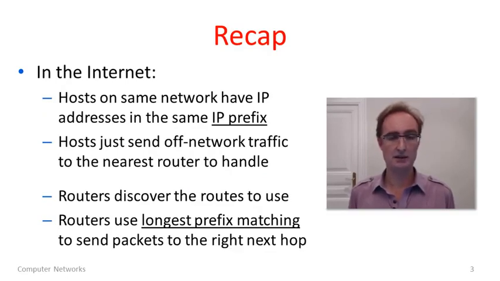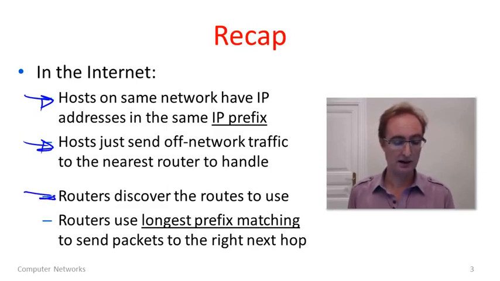Just to recap that slightly and remind you what's going on, here's what I've told you before. In the internet, hosts on the same network have IP addresses that come from the same prefix. We do this in order to be able to scale routing and assign addresses. And the way hosts handle routing is that they send any traffic that is not for a local host, that has to go off the network, to the nearest router. They don't need to know what the router does with it. Their rule is simply, if it's not on the local network, send it to the router.